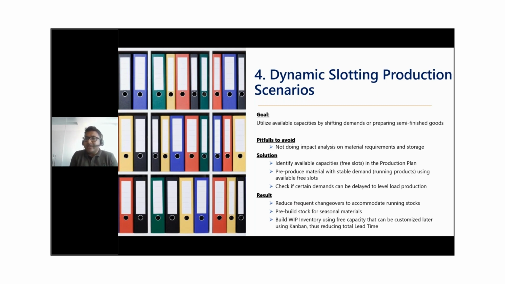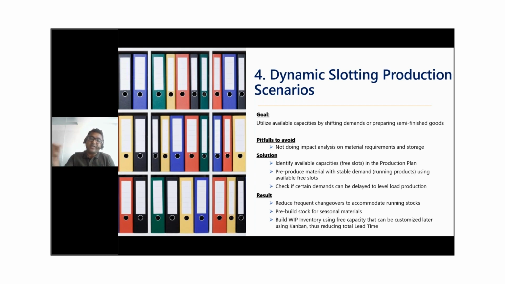I think by now you've gotten the drift. So the solution is this: you want the system to identify free slots over the weeks, and then suggest, or you might want to use those slots, to pre-produce material that has stable demand. Like we talked about running products, you know that they will get sold, they may not have perishability. You may have a good hunch that if you build them ahead of time, you'll still see them move. So you slot them into the free capacity and run them, right? And then you can also delay certain demands to level load production if it is possible, right?